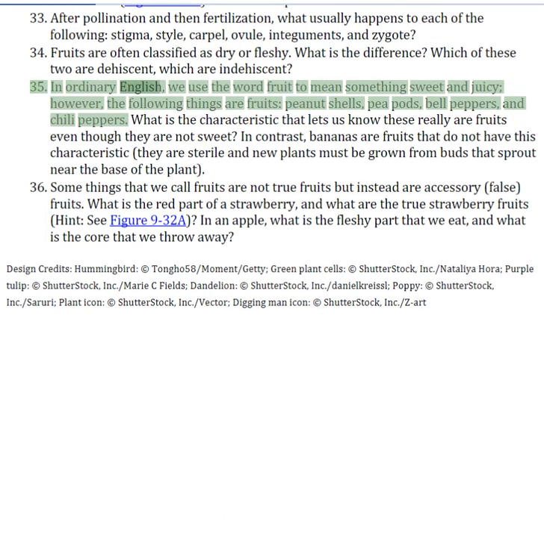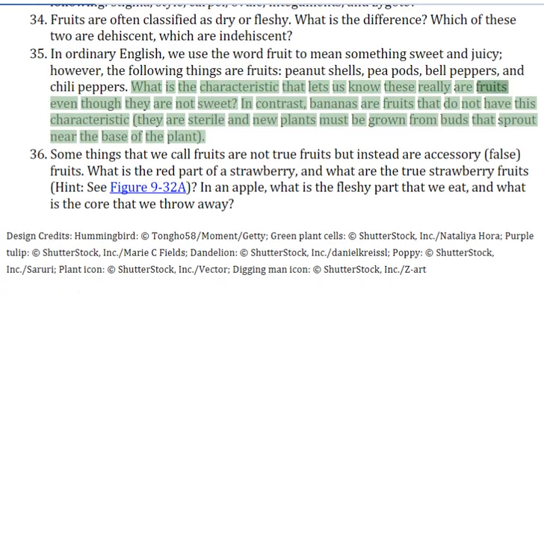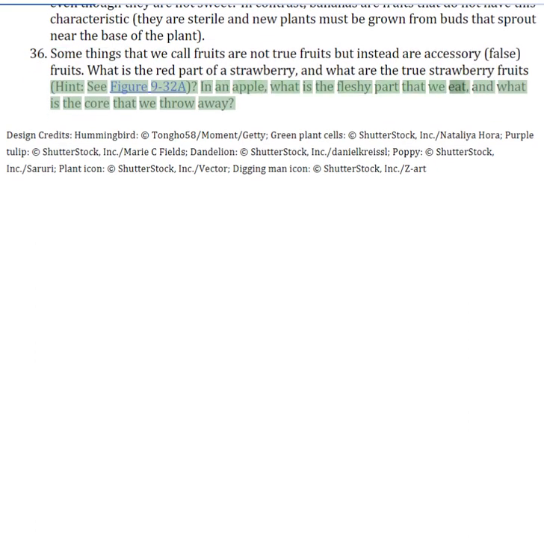35. In ordinary English, we use the word fruit to mean something sweet and juicy. However, the following things are fruits: peanut shells, pea pods, bell peppers, and chili peppers. What is the characteristic that lets us know these really are fruits even though they are not sweet? In contrast, bananas are fruits that do not have this characteristic. 36. Some things that we call fruits are not true fruits but instead are accessory fruits. What is the red part of a strawberry, and what are the true strawberry fruits? In an apple, what is the fleshy part that we eat, and what is the core that we throw away?